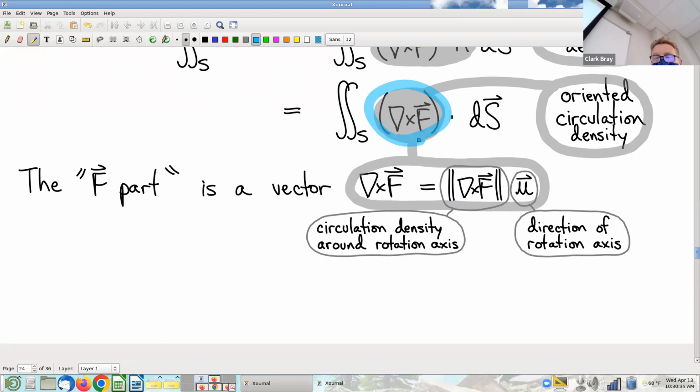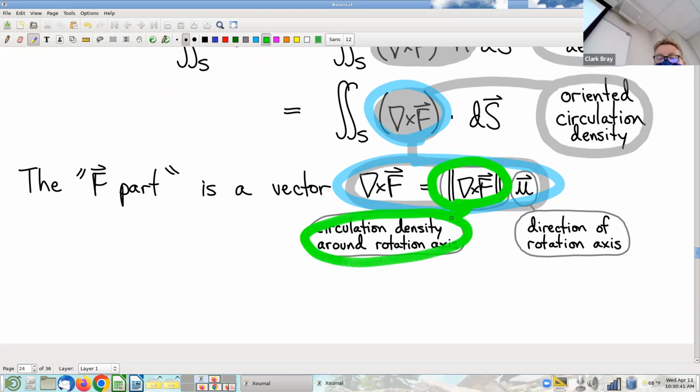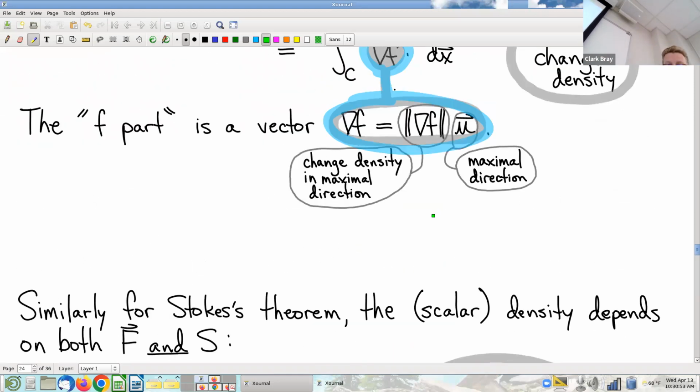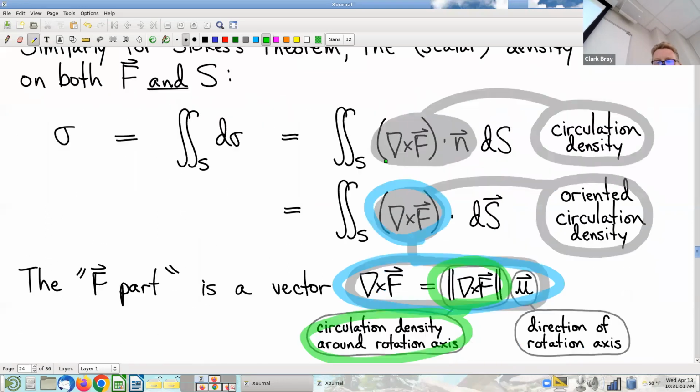the curl has a magnitude that tells you ultimately how much is this vector field rotating? How much of a tornado have we got here? The magnitude of the curl is what tells you that. In the same sense as up here, it's the magnitude of the gradient that tells you how much the function is really changing, right?